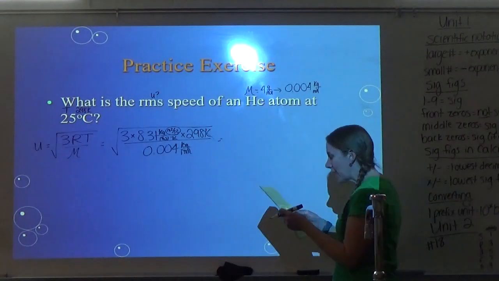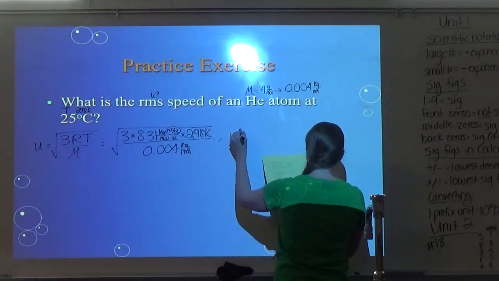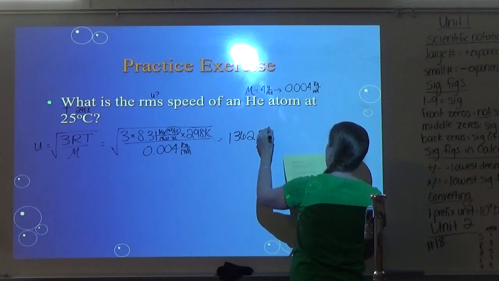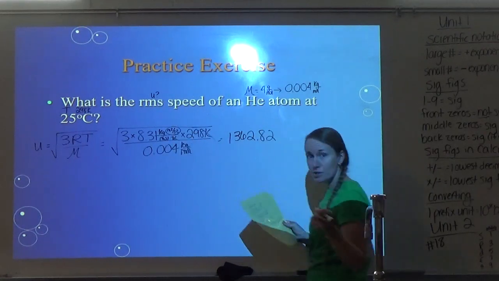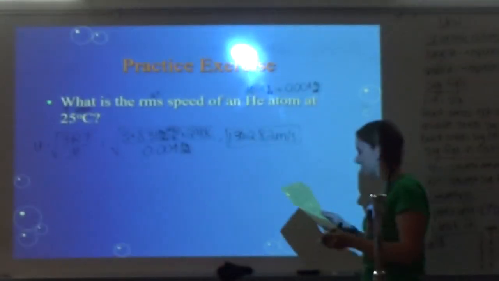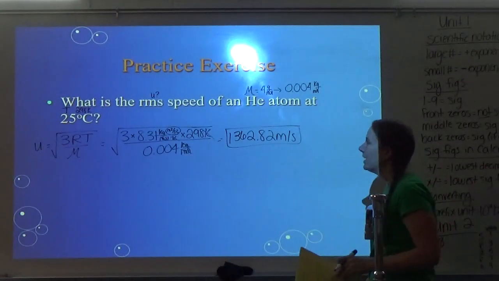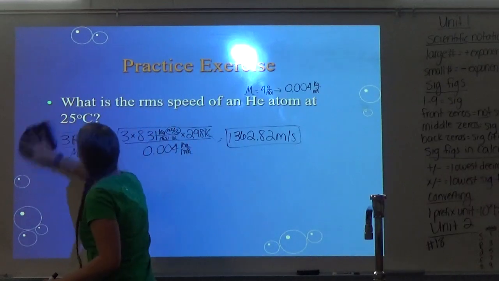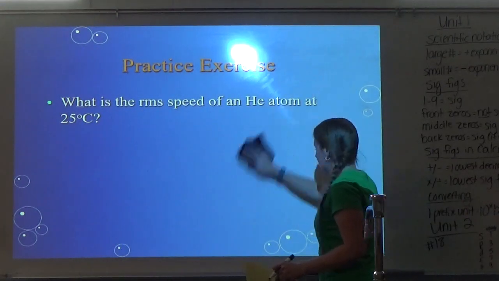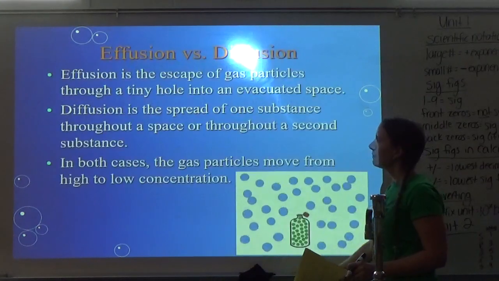Okay, so on this one, I ended up getting, oh no, I didn't, I got 1,362.82, and then meters squared per second squared, square rooted is meters per second. Just like that. So hopefully you got that one right. Okay, so let's move on. Like I said, I haven't really ever seen where they made you calculate that, but just in case, I want to cover everything just in case.